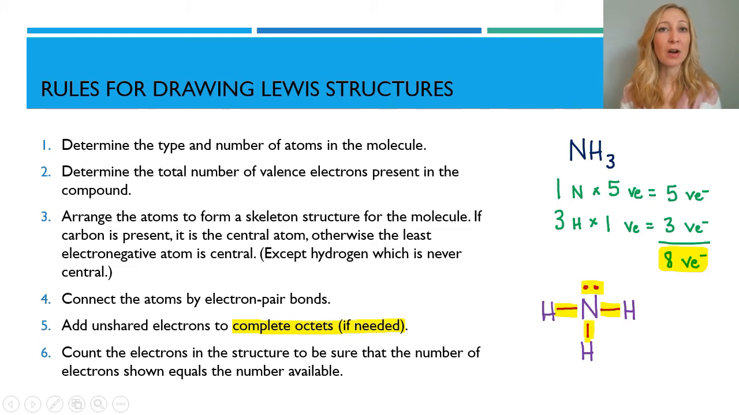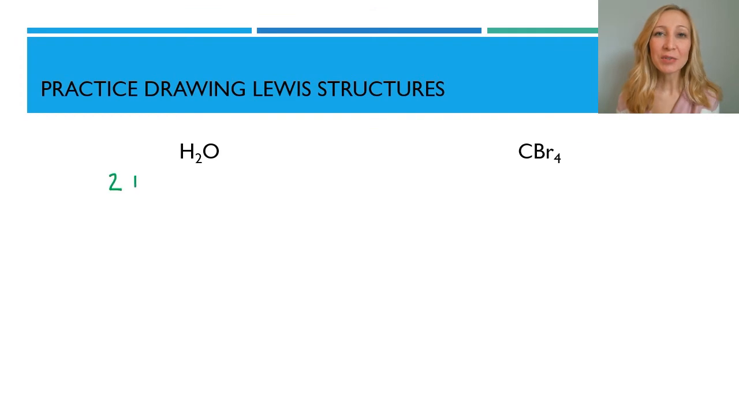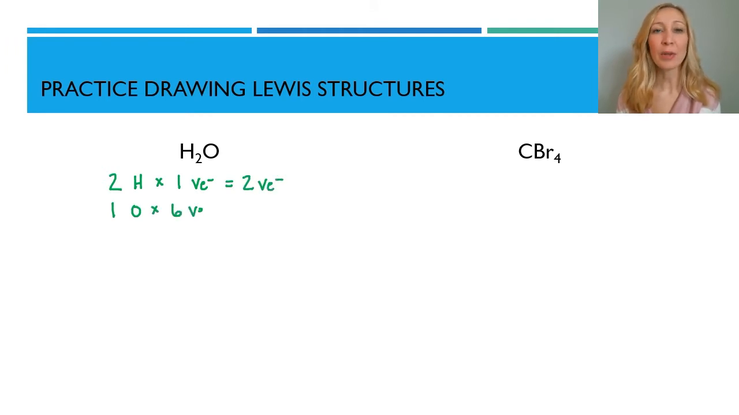These electrons are non-bonding electrons. Now let's do some practice problems. We are going to start out by drawing water. We have 2 hydrogens with 1 valence electron each, and 1 oxygen which has 6 valence electrons. That gives us a total of 8 valence electrons that we need to represent in this molecule.